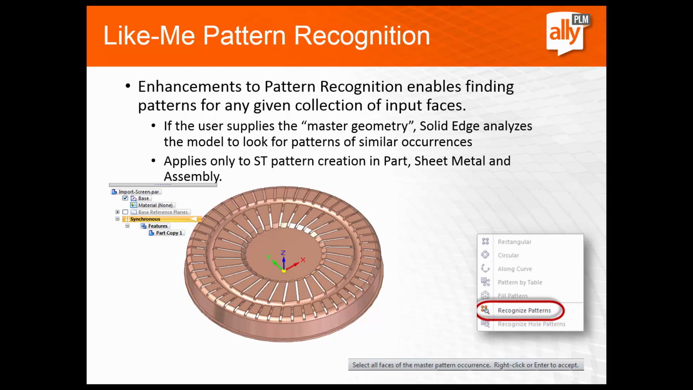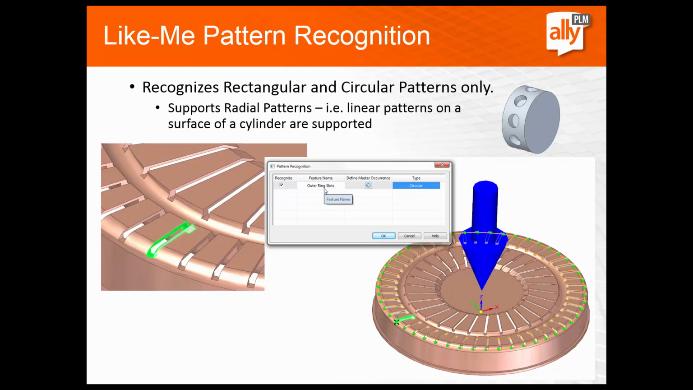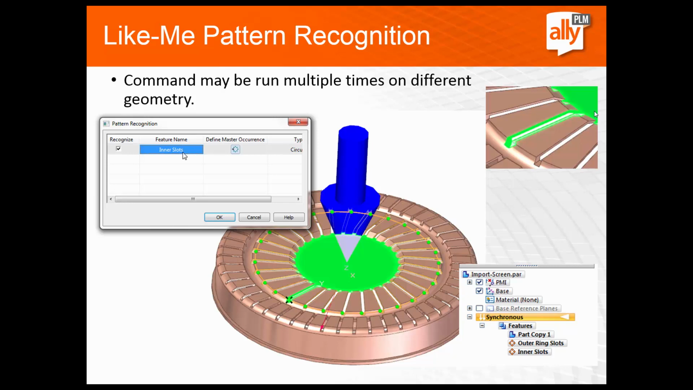This works in the synchronous pattern creation in part, sheet metal, or the assembly environment. It's only going to recognize rectangular or circular patterns, but it'll support radial patterns, for example linear patterns on a cylindrical surface, as in the picture up here in the top right. We can also run this multiple times on different geometry in one part file. So in this example we've got an inner ring of slots and also an outer ring of slots, and we can run this command twice and find both patterns.